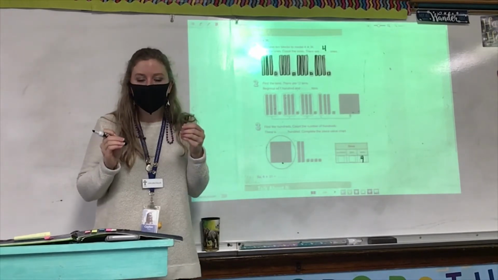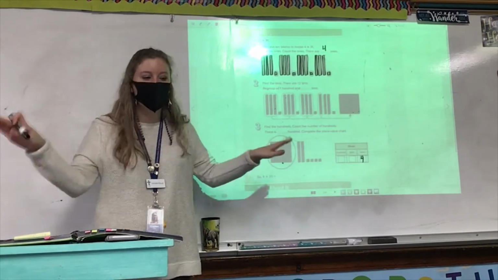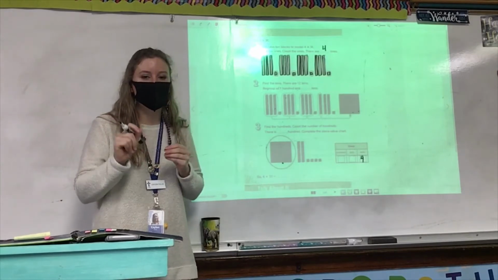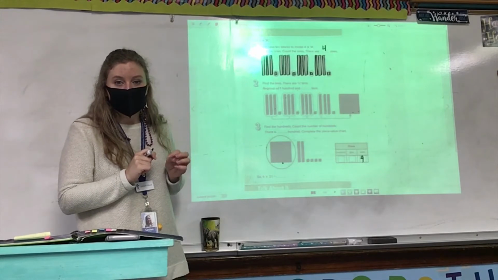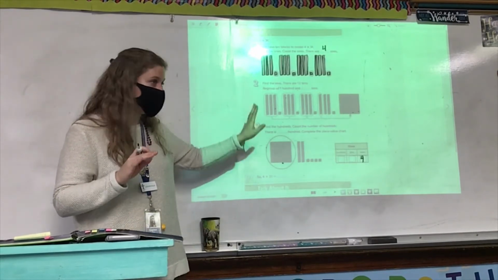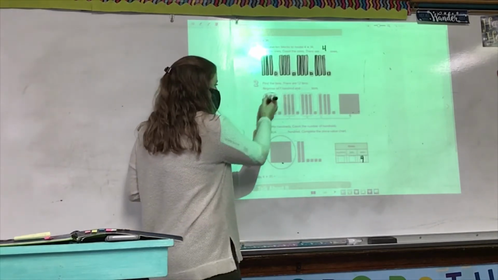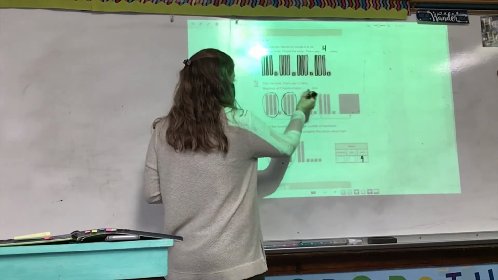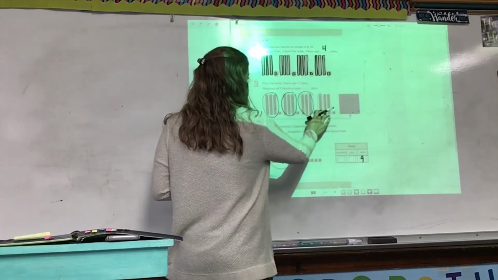Okay, we have 12 tens. How many tens are we going to change? Not take away, but how many tens are we going to change? Smith? 10 rods. So let's count and circle 10 rods. 1, 2, 3. There's one group. 4, 5, 6. There's another. 7, 8, 9. 10, 11, 12.